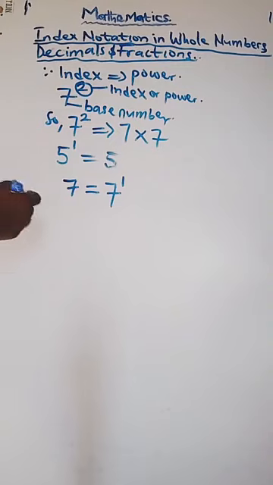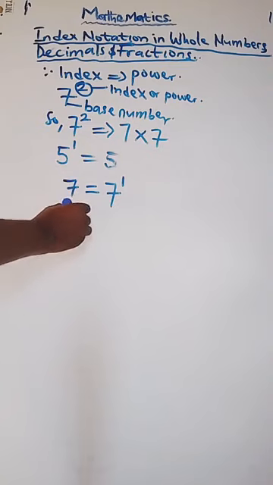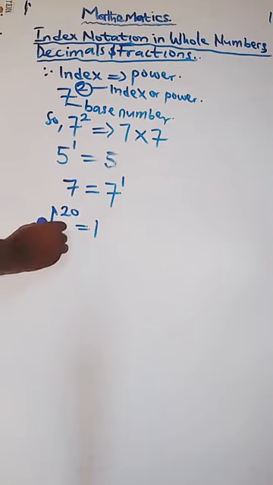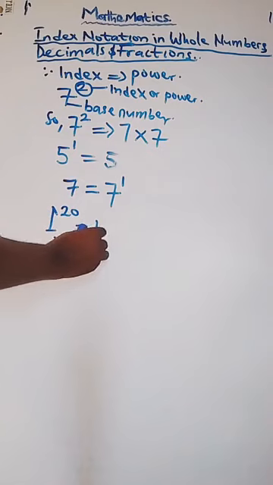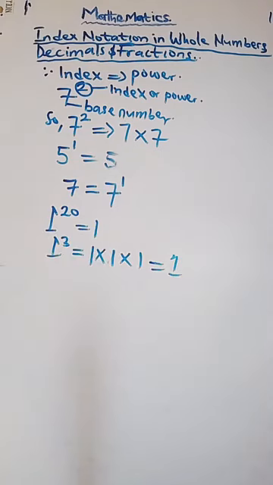Then also, 1 raised to any power is still 1. Let's say we have 1 raised to power 20. It is still 1. 1 raised to power 3 is 1. Why? 1 times 1 times 1 times 1. So 1 times 1, 1 times 1 is still 1. So 1 raised to any power is still 1. Please take note of that.